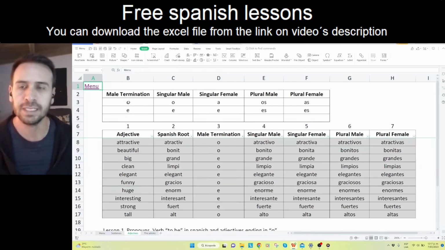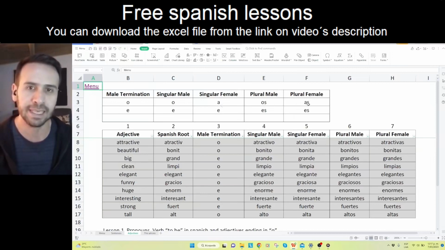First rule is that if the adjective, the male termination is O, you put the root here, and the terminations would be O for male, A for female, both of them singular, and OS and AS for male and female plural.